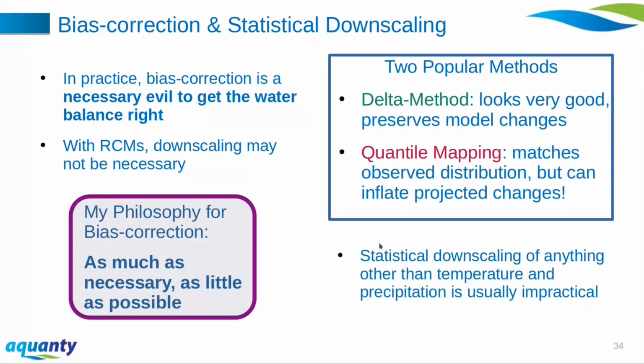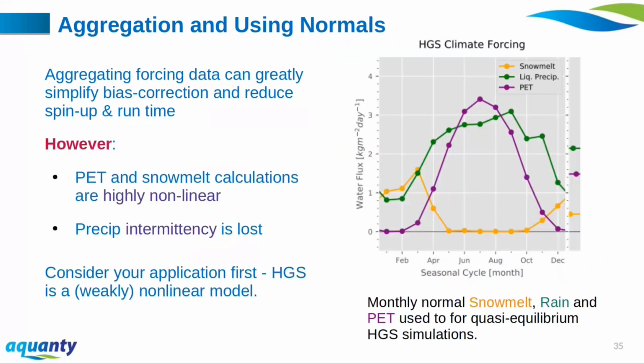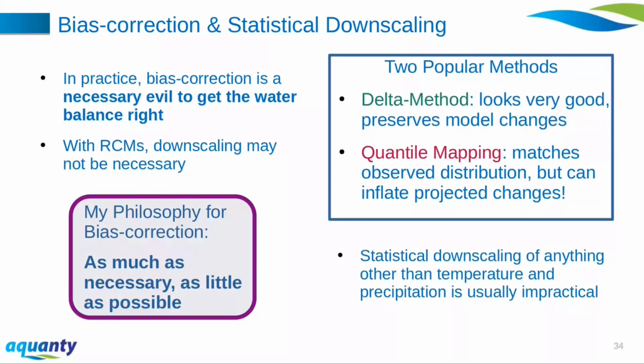Quantile mapping is sort of the opposite end of the spectrum. You're massaging the data a lot. It will give you a very good fit to the distribution, but it is prone to overfitting and to the inflation problem. You can read the literature on this, but quantile mapping has an inflation problem where you can overestimate changes. So that's something to be aware of.